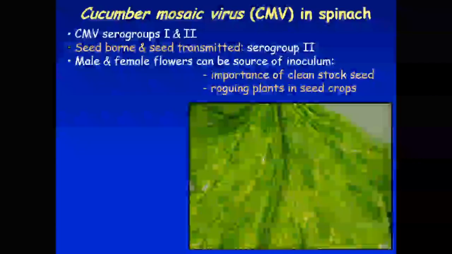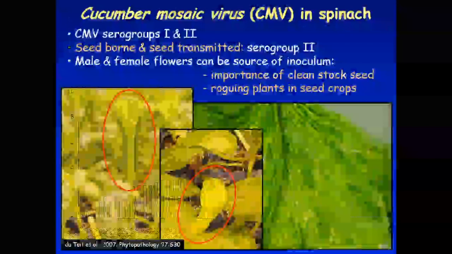Cucumber mosaic virus in spinach. It's seed-borne; it can be seed transmitted. We started seeing more and more problems with CMV in spinach seed production in our area, and certain companies were having problems with it and not others. We did a survey and looked at seed transmission rates, and we discovered that certain female lines had seed transmission rates as high as 60%.